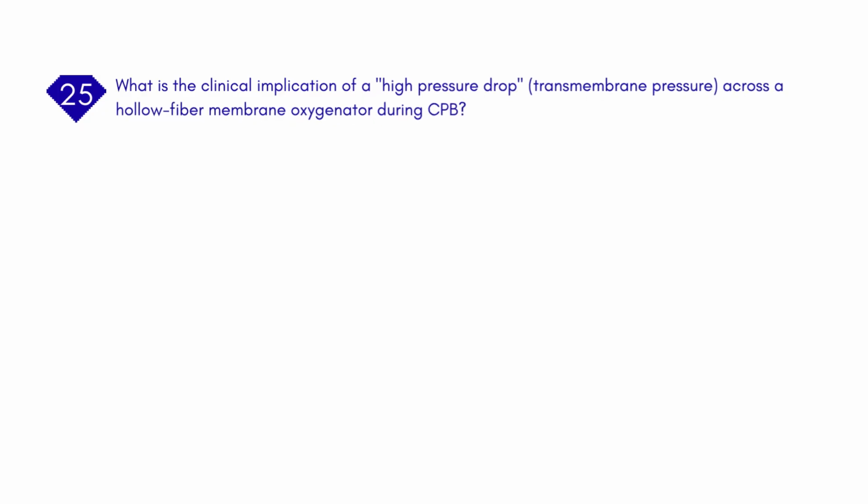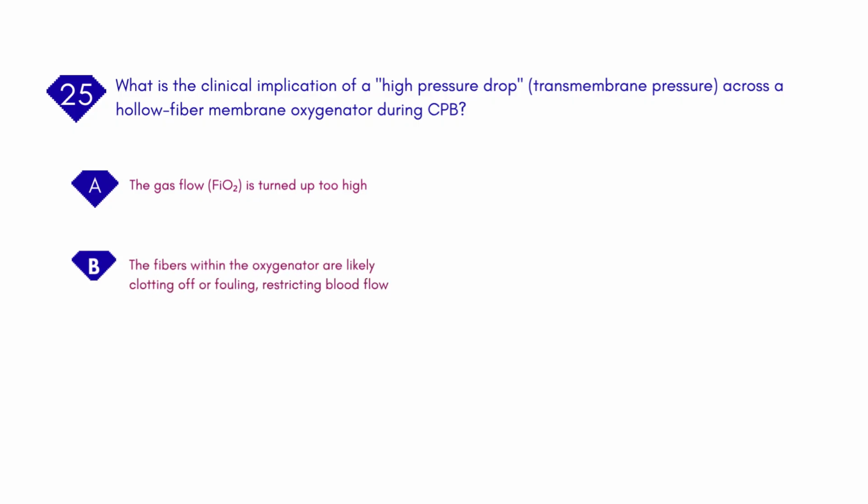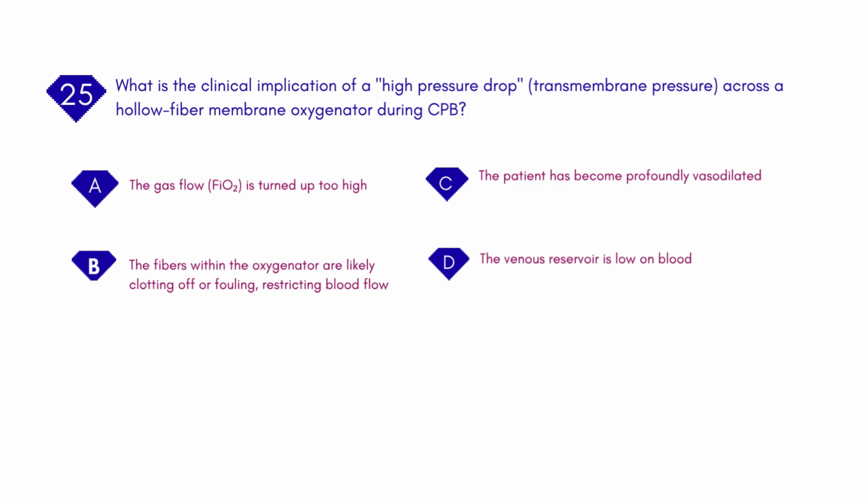What is the clinical implication of a high-pressure drop, transmembrane pressure, across a hollow fiber membrane oxygenator during CPB? A. The gas flow, FiO2, is turned up too high. B. The fibers within the oxygenator are likely clotting off or fouling, restricting blood flow. C. The patient has become profoundly vasodilated. D. The venous reservoir is low on blood.